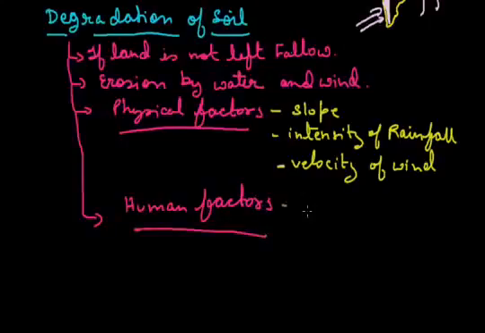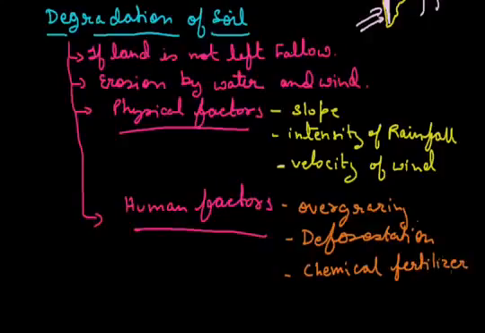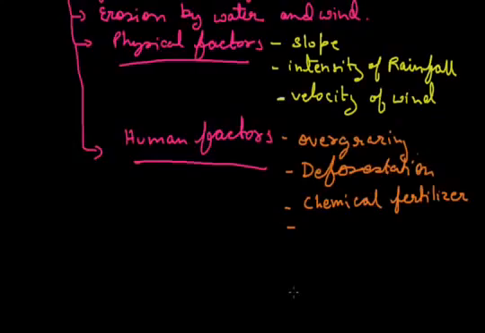human factors. Human factors are also responsible for soil erosion, like overgrazing. Because of overgrazing, now there is no vegetation to hold the soil with its roots, so it is easily eroded. The same thing happens because of deforestation also. Chemical fertilizer, too much use of chemical fertilizer, is also responsible for the degradation of the soil.